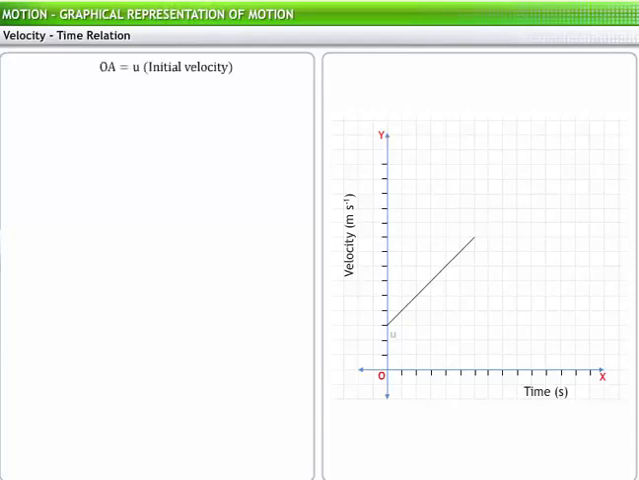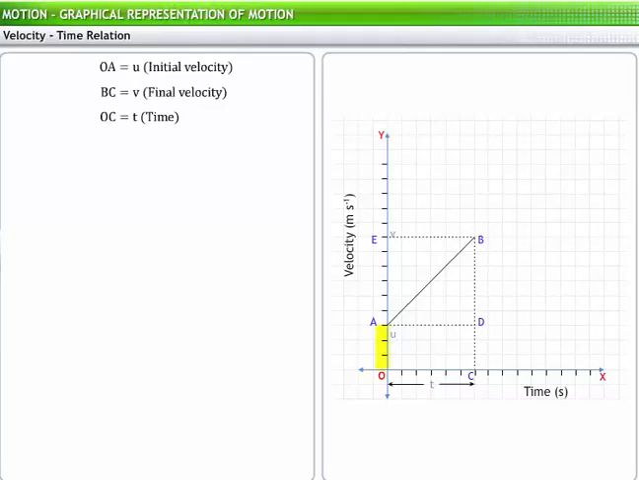In the graph, u is the initial velocity of the object represented by the point A. V is the final velocity represented by the point B. T is the time in which velocity changes from u to v. From point B, draw two lines BC and BE perpendicular to the x-axis and the y-axis respectively. From point A, draw a line AD parallel to the x-axis to intersect BC at D.